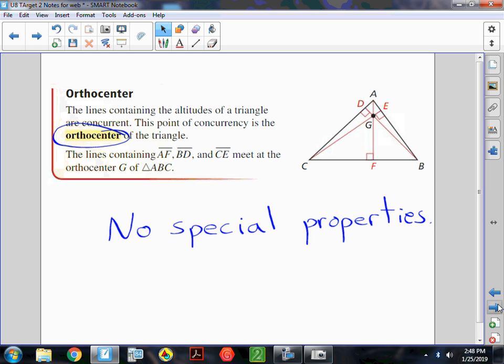And then there are no special properties that we need to know about the orthocenter like we had for the circumcenter and the incenter. So that is target 3.